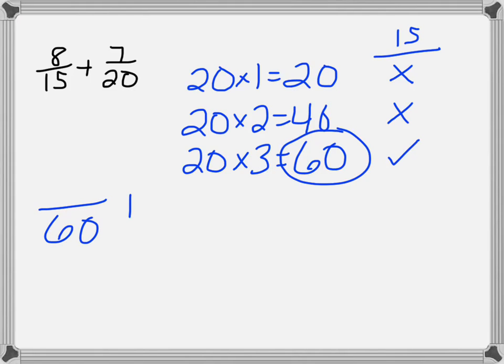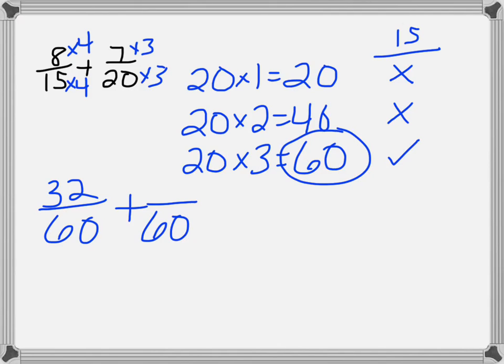So 60, our new denominator. To find the numerators, how many times will 15 go into 60? 4 times. Also multiply the top by 4, 32. What do you multiply 20 by to get 60? 3. So also the top by 3, 21. Adding the numerators together gives us 53 over 60. There's nothing in common that both 53 and 60 divide by, so that one is finished.